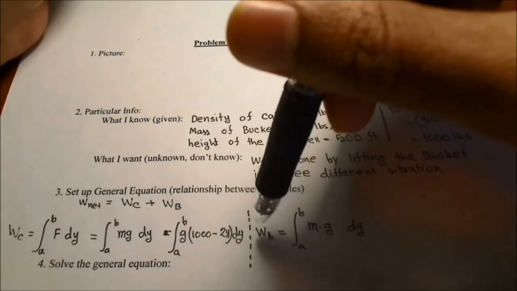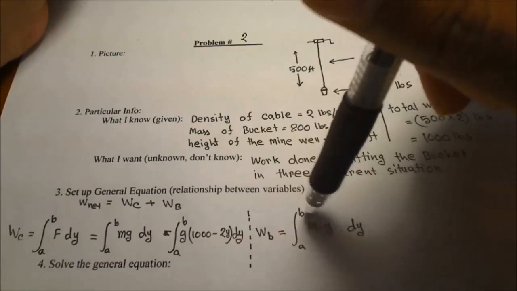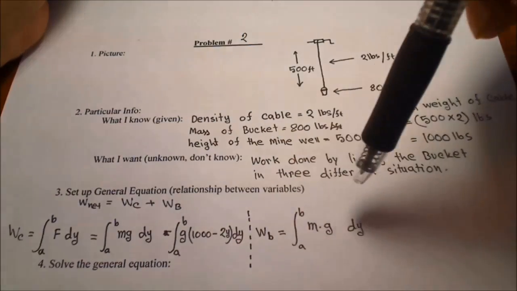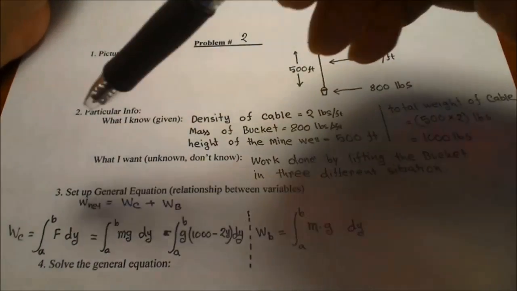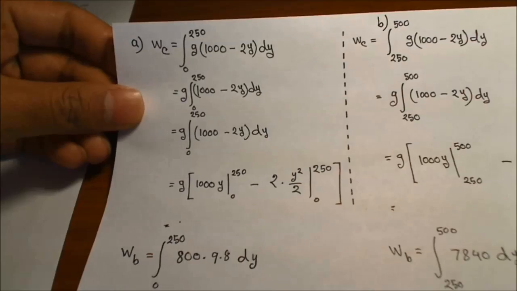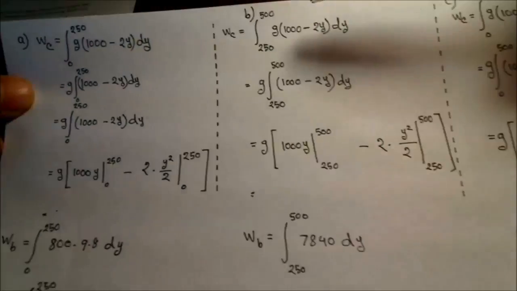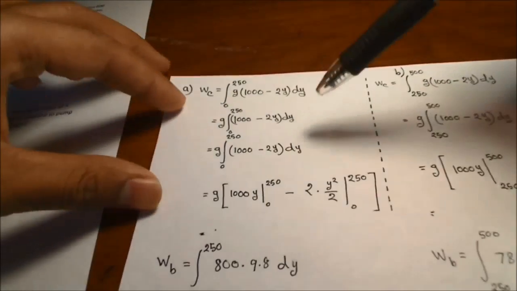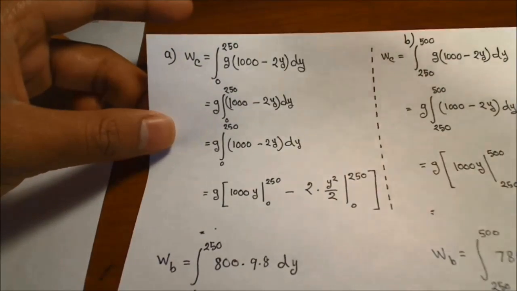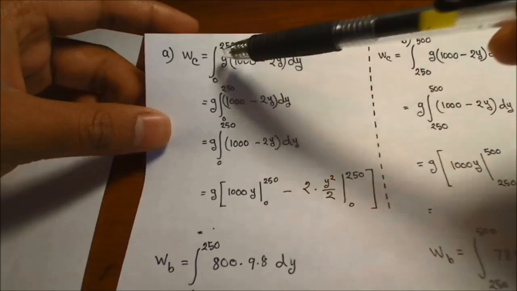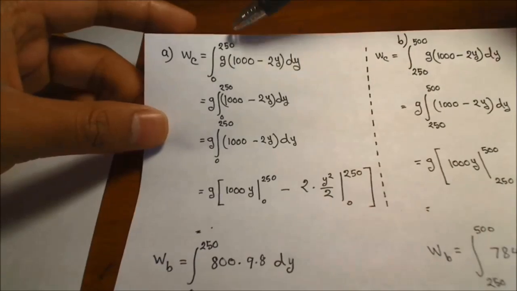And then for WB, which is the work done to pull the bucket, it's going to be mg. We did the same thing over here before. So mg dy is our general equation for work done to pull the bucket. Then we set up our 3 different situations to do the integration. For the first one, we set up our limits from 0 to 250, which is the halfway midpoint of the mine shaft. And then the 1,000, that's just the general equation. So we start from there.